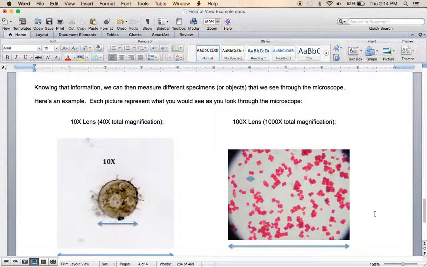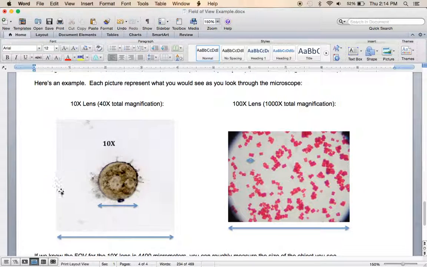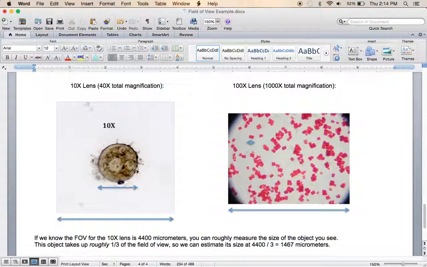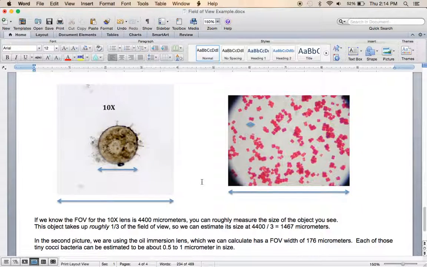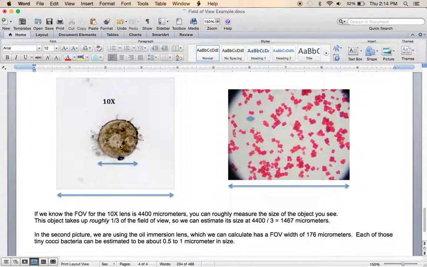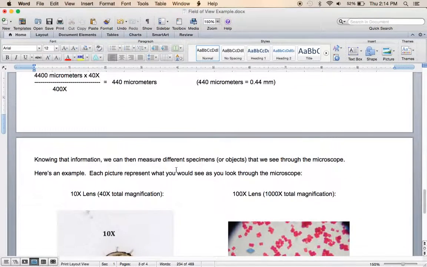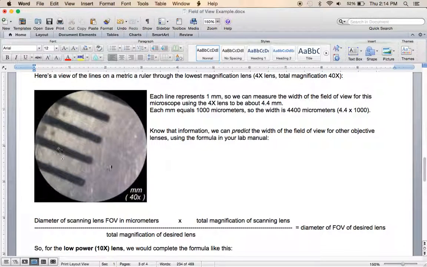So here's an example of that. Let's look at this first picture. If you're looking through the microscope and you're using the 10x lens, which is a 40x total magnification, you're looking at this object, this specimen. What you're going to do to estimate the size of this specimen is you've got to know the size of the overall field of view, which we just calculated by measuring this ruler, that it's 4,400.